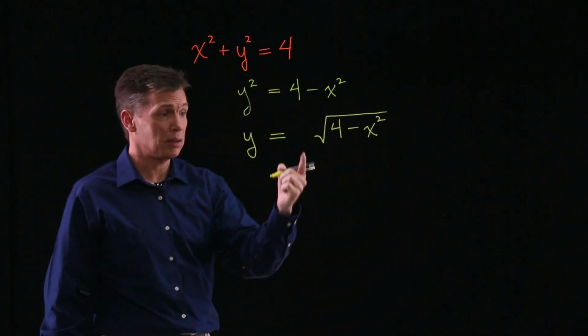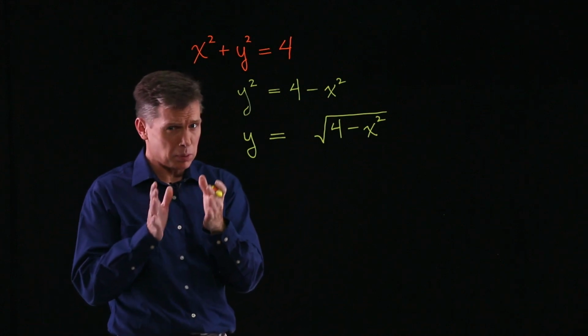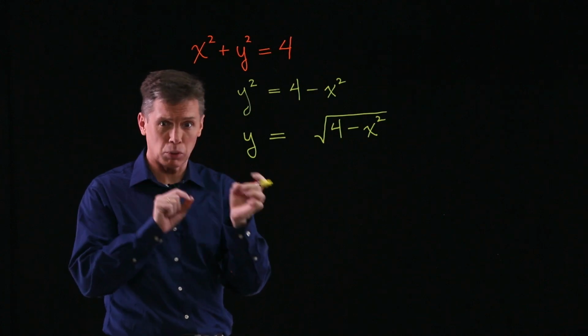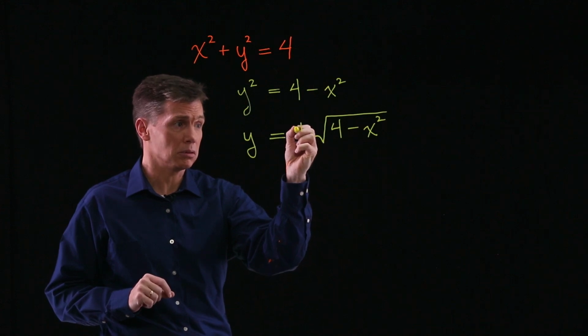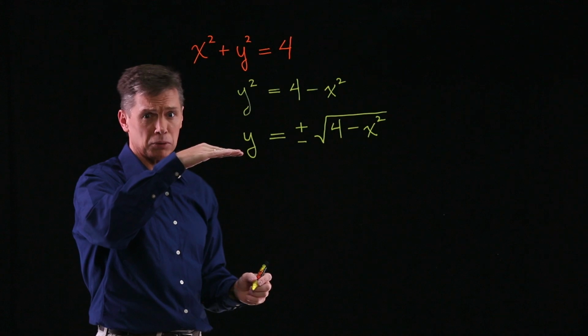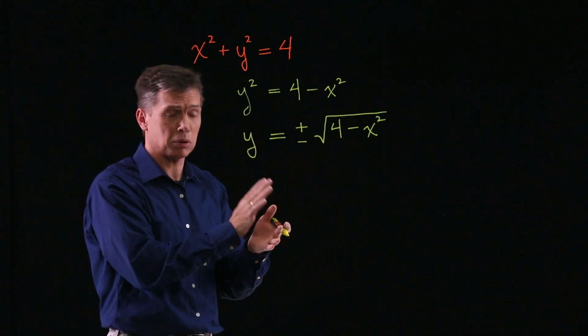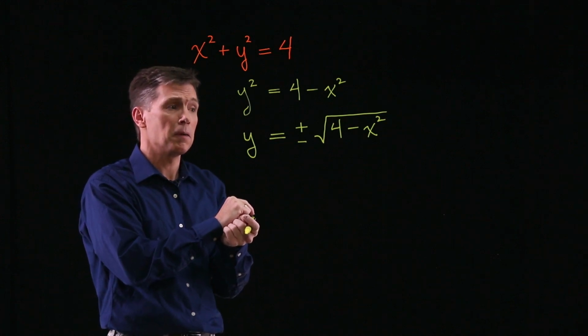But I intentionally left a blank in front of that radical, because you need to remember algebraically, when you choose to take the square root of both sides, that's when a plus or minus is introduced, right? So in that step, when I took the square root of both sides, on the right-hand side, I ended up with plus or minus square root of 4 minus x squared.